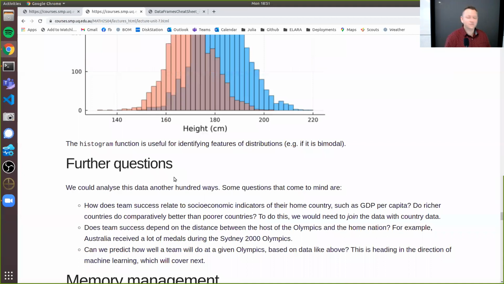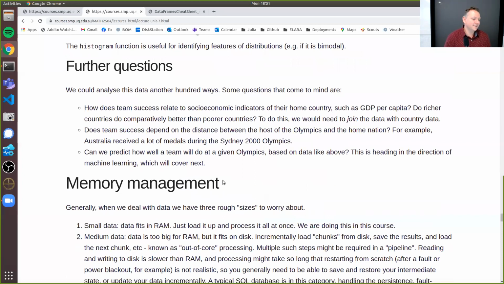There's lots more we could do with this one data set. If you have time and the interest, I'd encourage you to download it. I could think of lots of things, like how does team success relate to the socioeconomic status of the country that people come from? What about team success relating to the distance to the Olympics? I remember when the Olympics was in Sydney in 2000, there were a lot of Australian medals because there were a lot of Australian competitors, because everyone could afford to travel to Sydney, whereas most people would probably drop out otherwise. We'll probably see the same thing in 2032 in Brisbane.